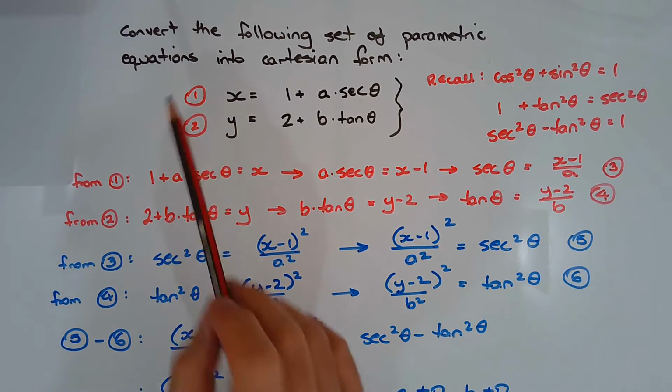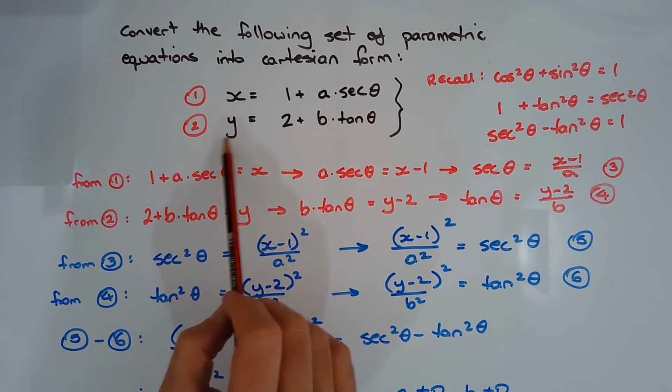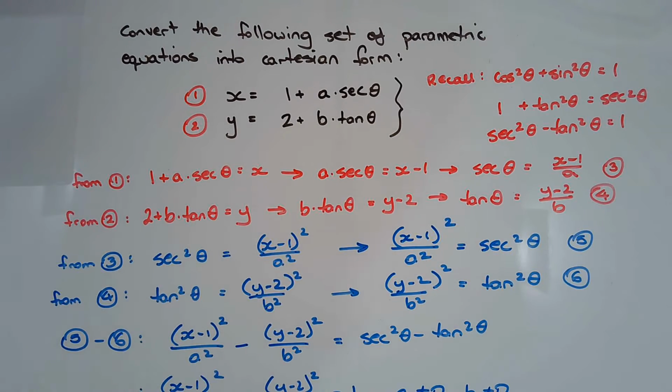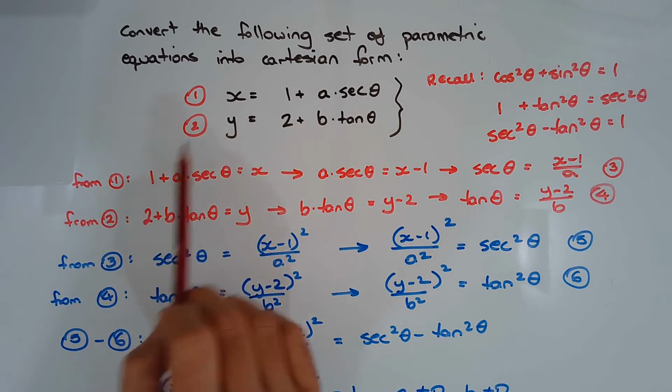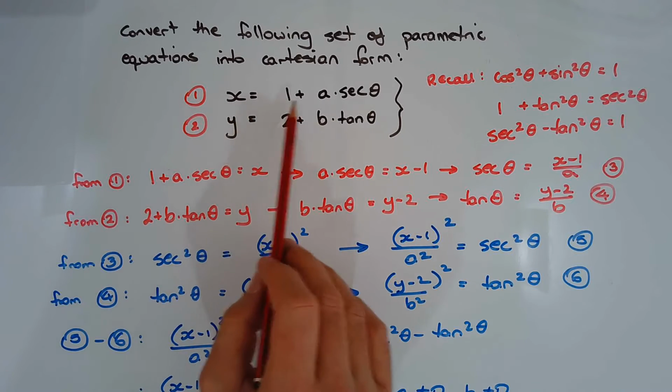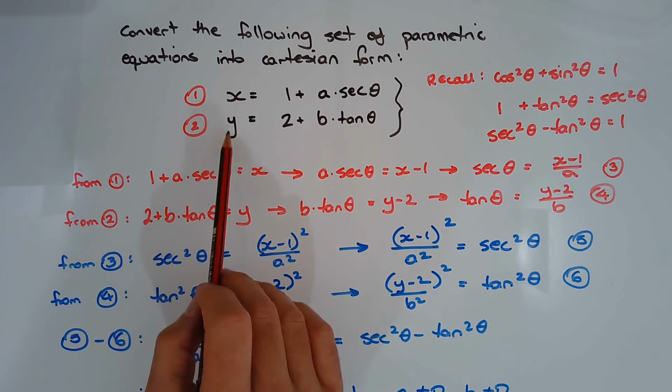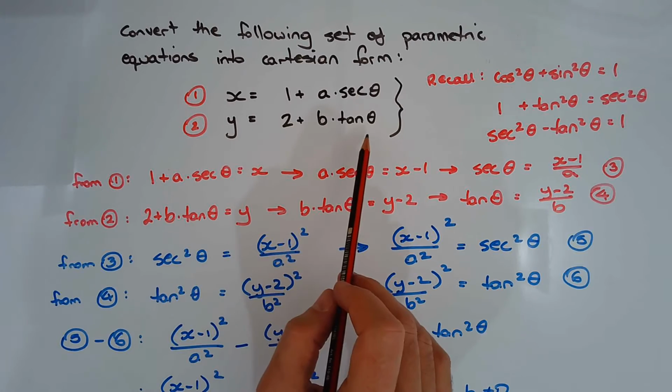Now, I've labeled the equations, and just to save a bit of time, I've pre-written the solution. I'm just going to go through it a little bit at a time just to help you follow what I've done here. So first of all, I've just labeled our parametric equations. Equation 1, x equals 1 plus a sec theta. Equation 2, y equals 2 plus b tan theta.